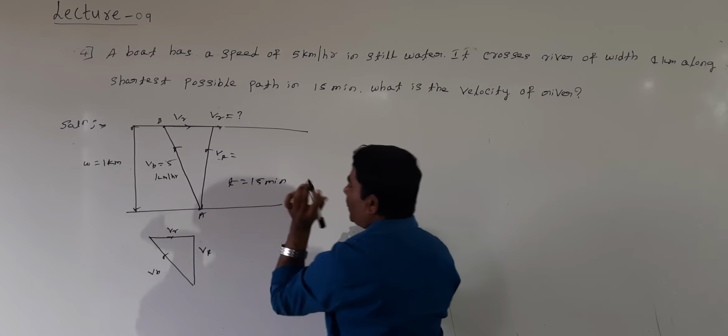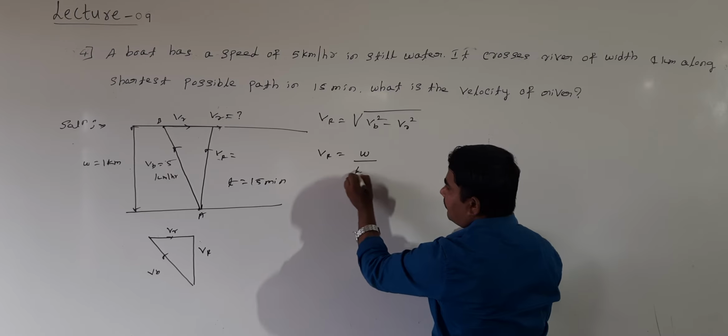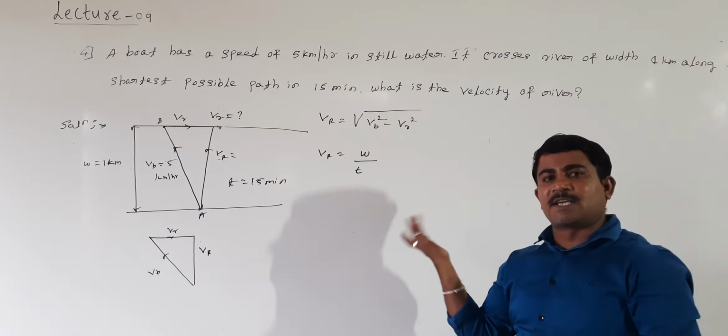See here, what about this resultant velocity? How to write this resultant velocity? VR equal to under root of VB square minus VR square. Are you following? Or VB equal to under root of small VR square plus capital VR square. But we know that VR equal to width divided by time. Width divided by time. Already you have seen the last problem.